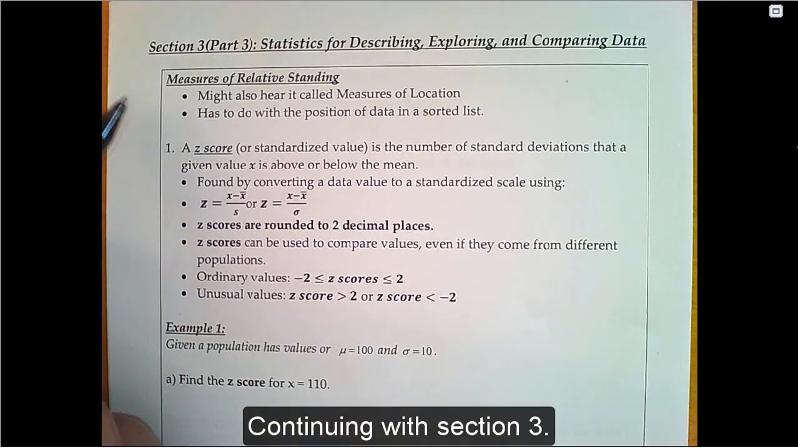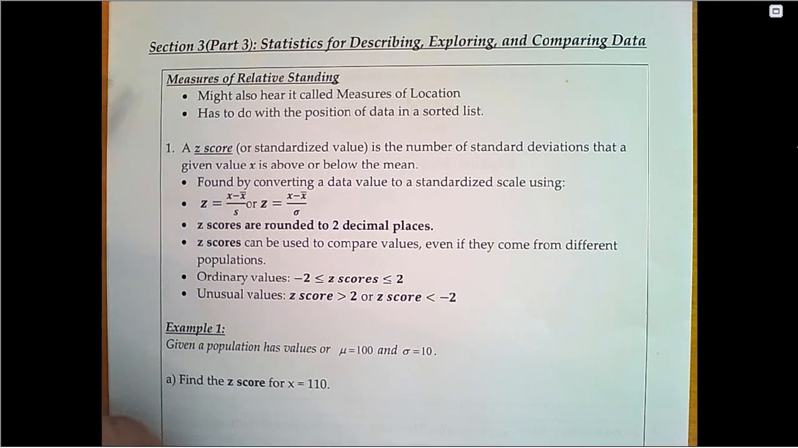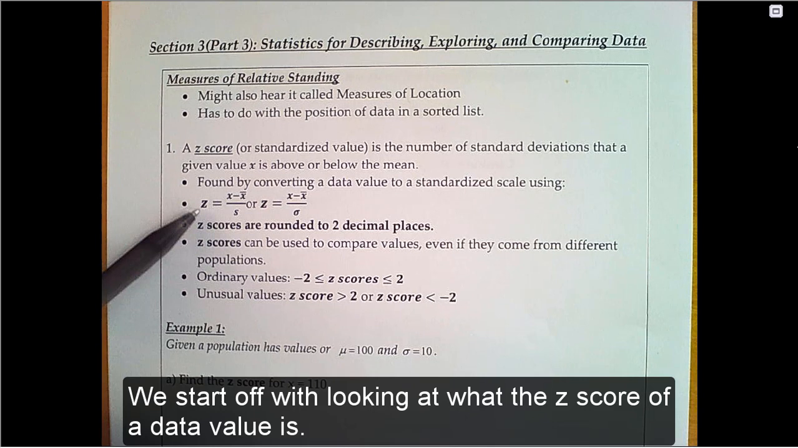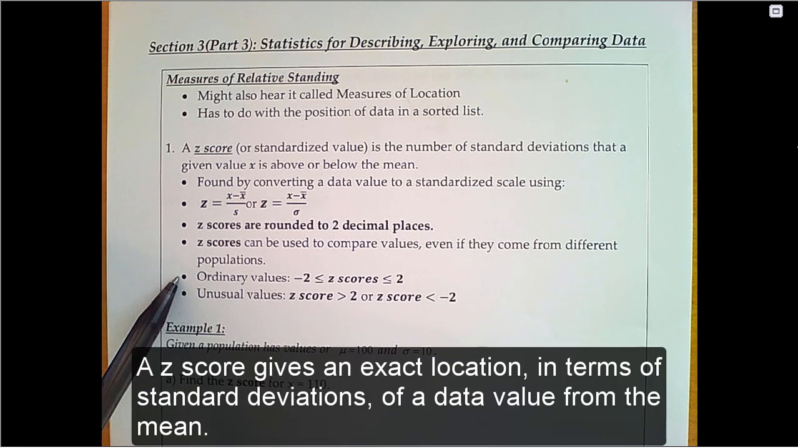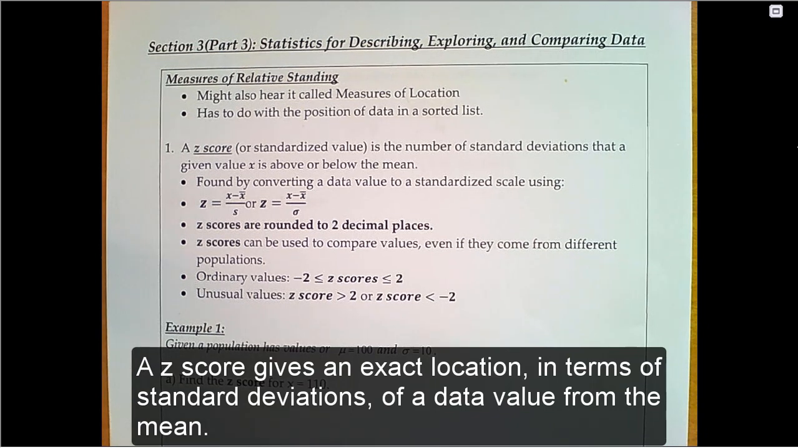Continuing with section 3. We start off with looking at what the z-score of a data value is. A z-score gives an exact location in terms of the standard deviations of a data value from the mean.